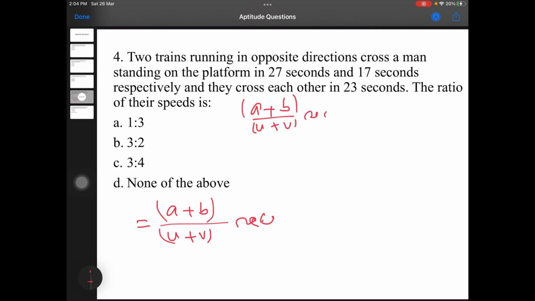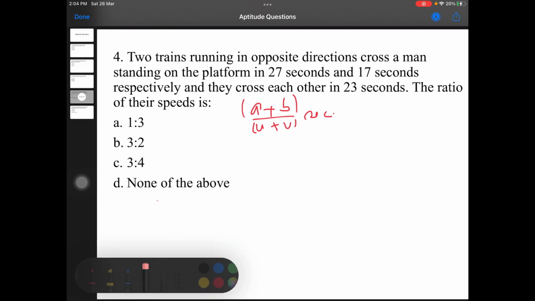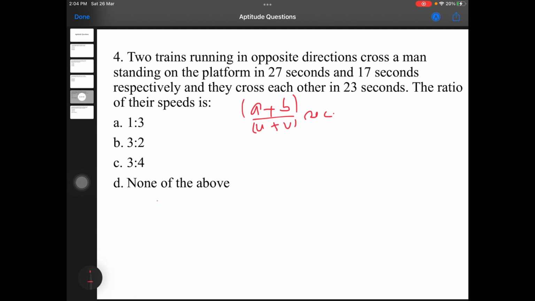This is our formula to calculate the time taken by the trains to cross each other. So here let's assume the speed of the first train be x, and the time taken by the first train to cross the man is given as 27 seconds.